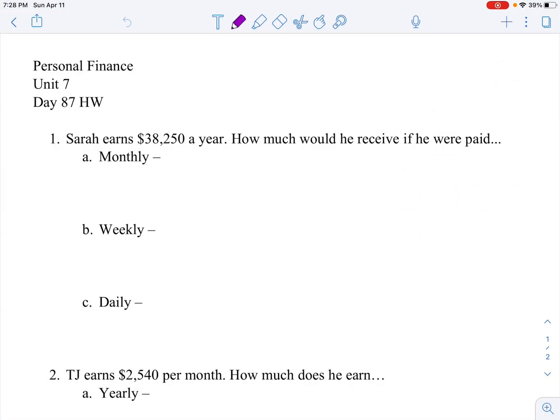Hi everybody. So for your homework tonight, it's just going to be a short worksheet of what we practiced today in class. So remember, we learned how to go from a daily pay to a weekly pay to a monthly and even to a yearly. Our big focus today was being able to determine which operation, whether it's multiplication or division, that we need to use in order to solve these. So we're just going to jump right into it.